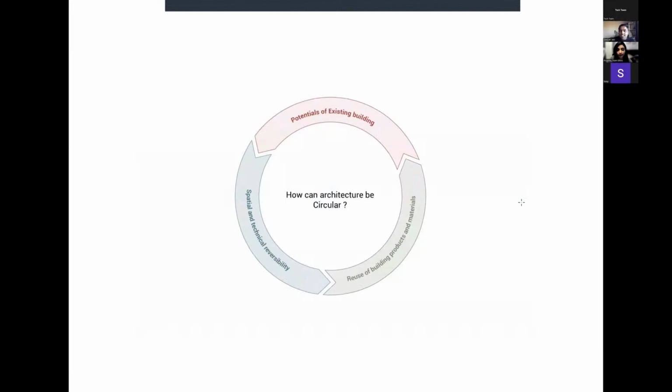So, how can architecture be circular? There are three important aspects to understand to build circularly, I think. The first is to understand the potentials of the existing building, whether you have to maintain, reuse, repair or renovate. The second aspect would be to design the spaces in a flexible and modular way so that it can always have the feasibility of reversing the spatial and technical installations in a building as well. And then also maximizing the reuse of building products and materials which are present at the site itself.